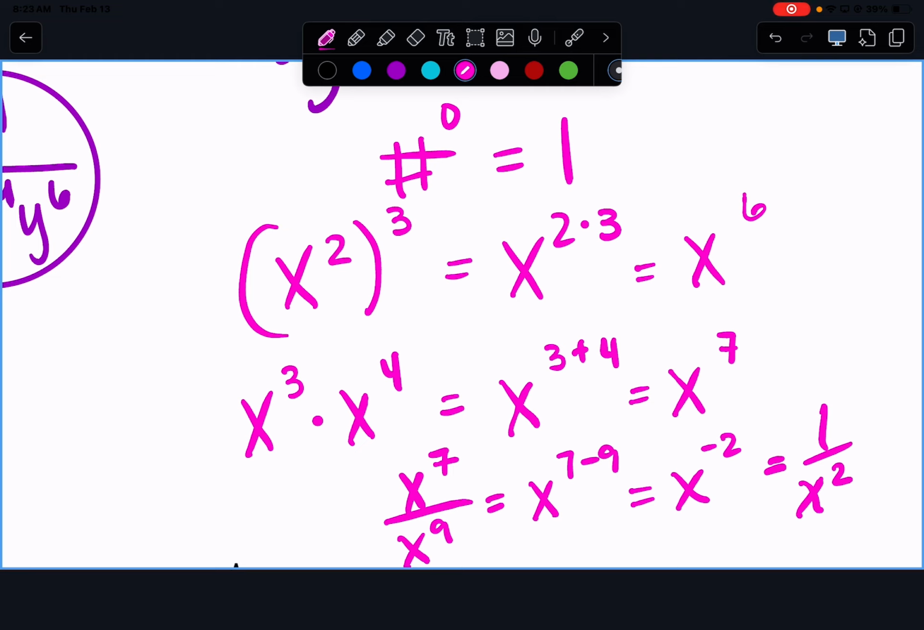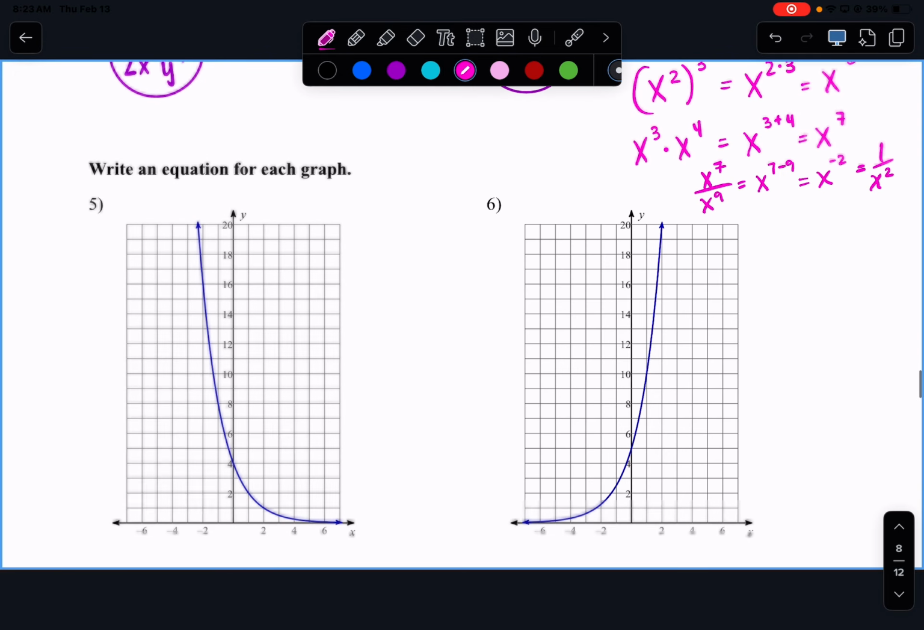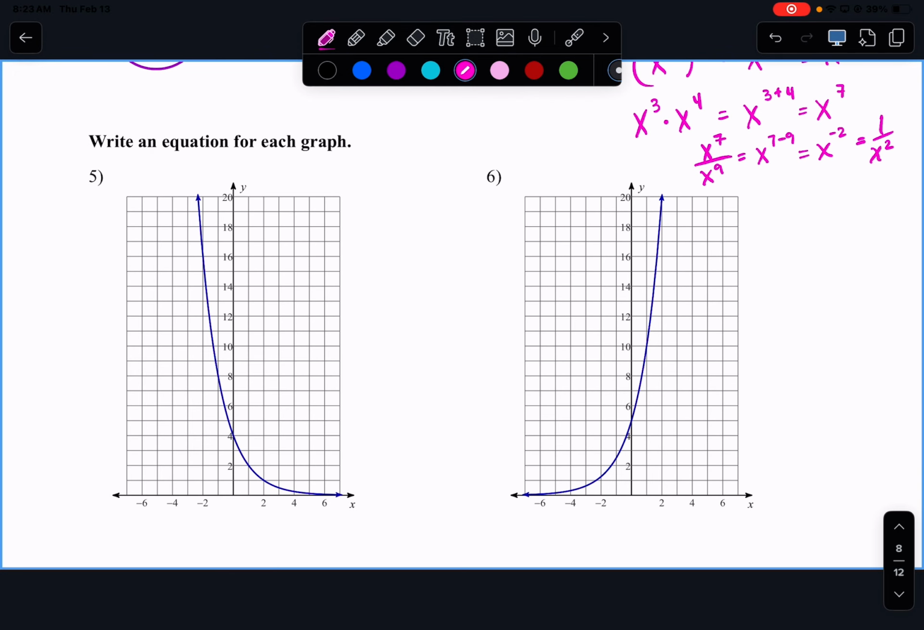So that is our exponent rules little section. Okay. That is also the only section of the test that's multiple choice. But that section is multiple choice. Your answers are multiple choice, yeah. All right. So for the next section right here, we just are writing the equations.